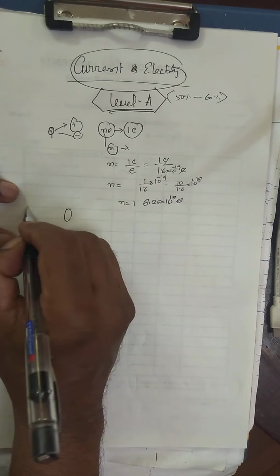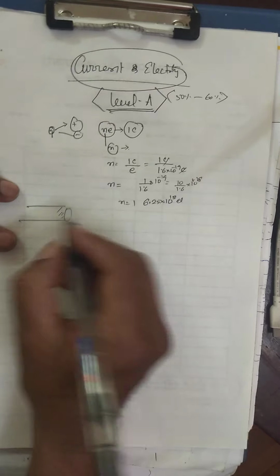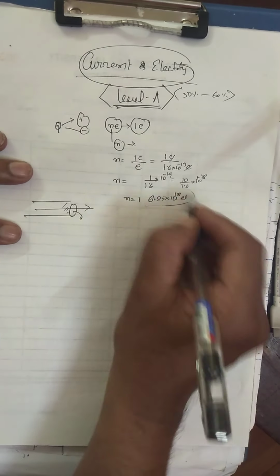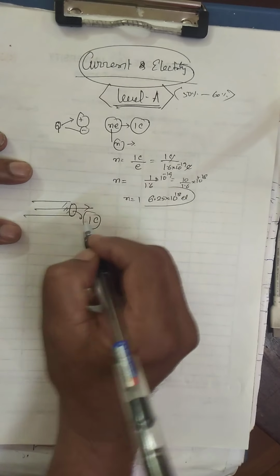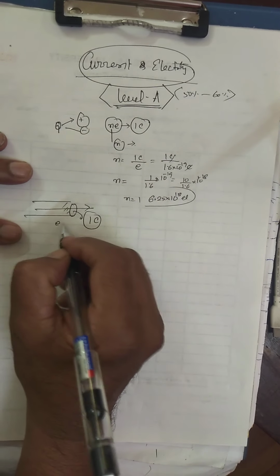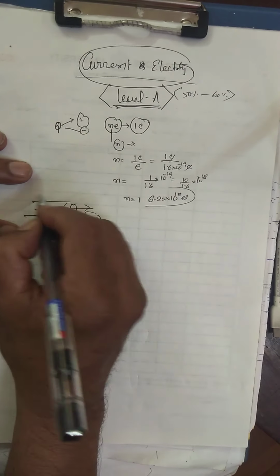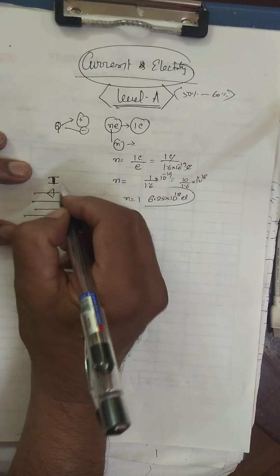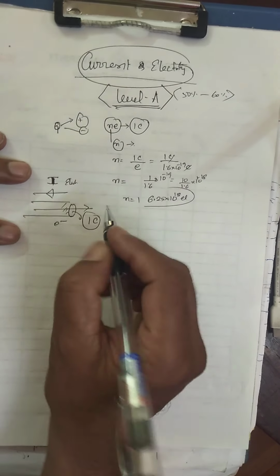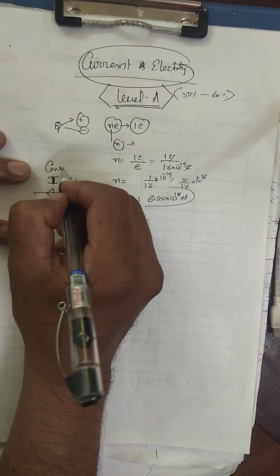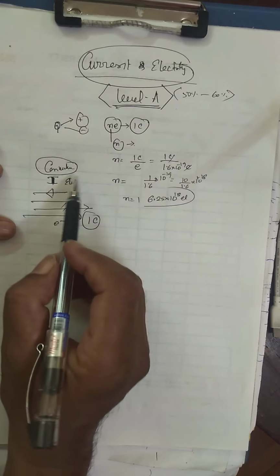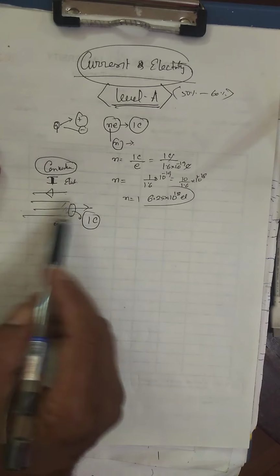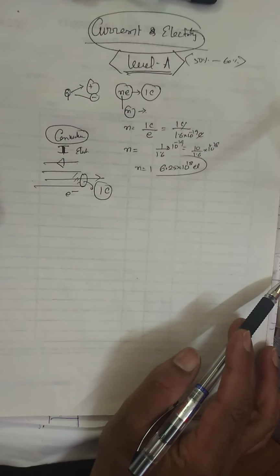Suppose there is one metallic conductor, right? By some means, so many electrons come out. That is 1 coulomb of electrons comes out in this direction. When electrons are flowing, the current is said to be moving in the opposite direction. This is called electric current, also called conventional current. What is conventional current? When electrons flow in this direction, conventional current is said to move in the opposite direction.